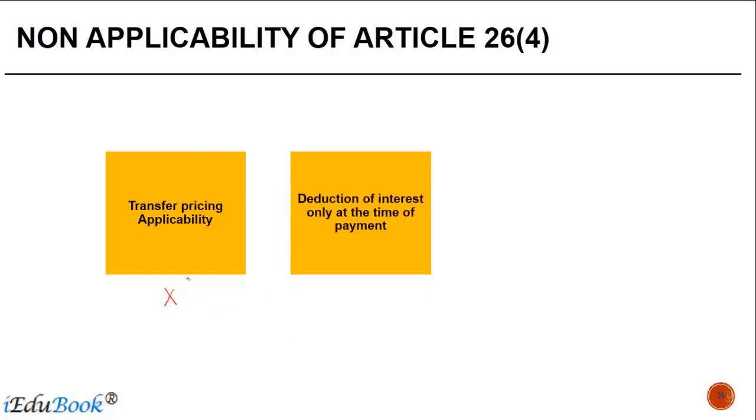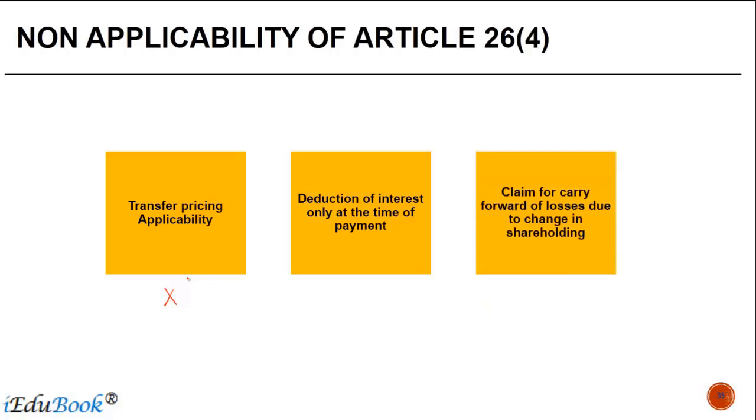So if this Indian company, which is a subsidiary of a foreign company, is subjected to transfer pricing, but the other company which has domestic shareholders is not subject to transfer pricing, that is something where Article 26, Paragraph 4 will not apply. Deduction of interest only at the time of payment, that's also something where Article 26, Paragraph 4 may not apply depending on the terms of the treaty. Claim for carry forward of loss due to change in shareholding. Right? Now, this is something which we need to look at because there's a case on this particular aspect.